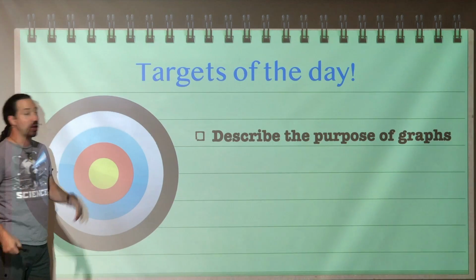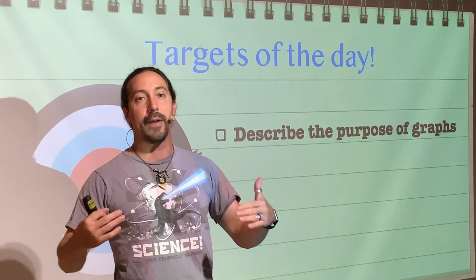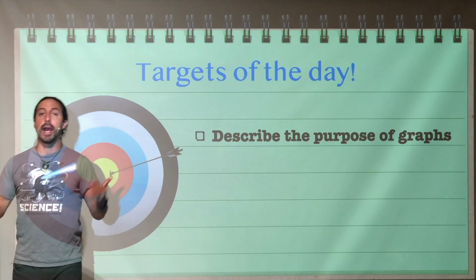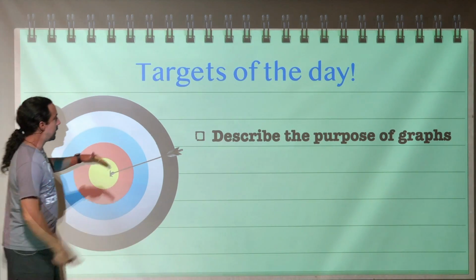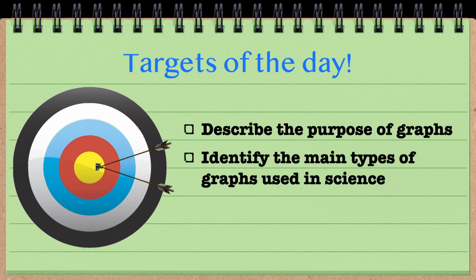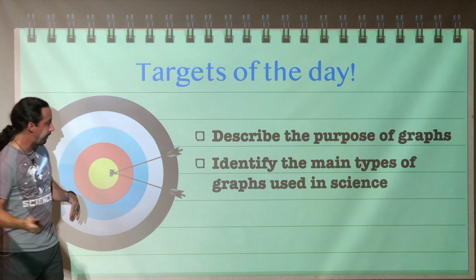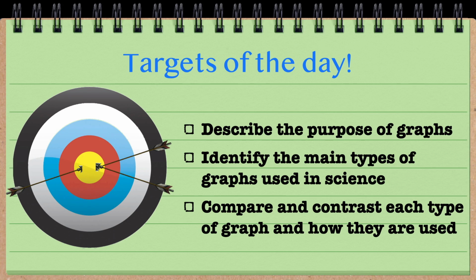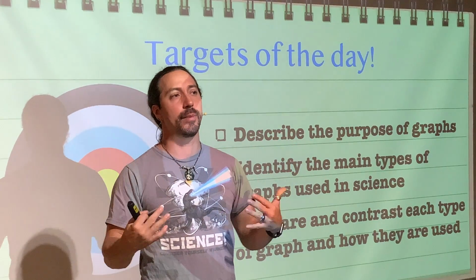We are going to describe the purposes of graphs, or why we use graphs, because graphs are how we visualize data. Next, we are going to go over different types of graphs used in science. And lastly, we're going to compare and contrast those different types of graphs, how they're used, and when it's appropriate to use each type of graph.